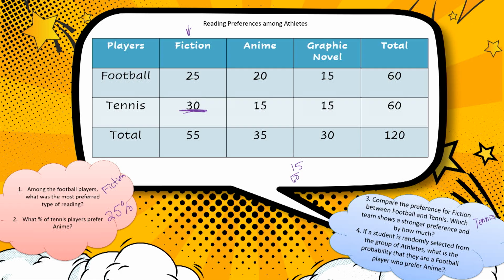By how much? It's by, let's see, we have 5 more in tennis, so 5 out of 55. I'm going to plug that into my calculator like we've done. 5 divided by 55. I am going to turn that decimal into a percentage, and it is going to be by 9%.